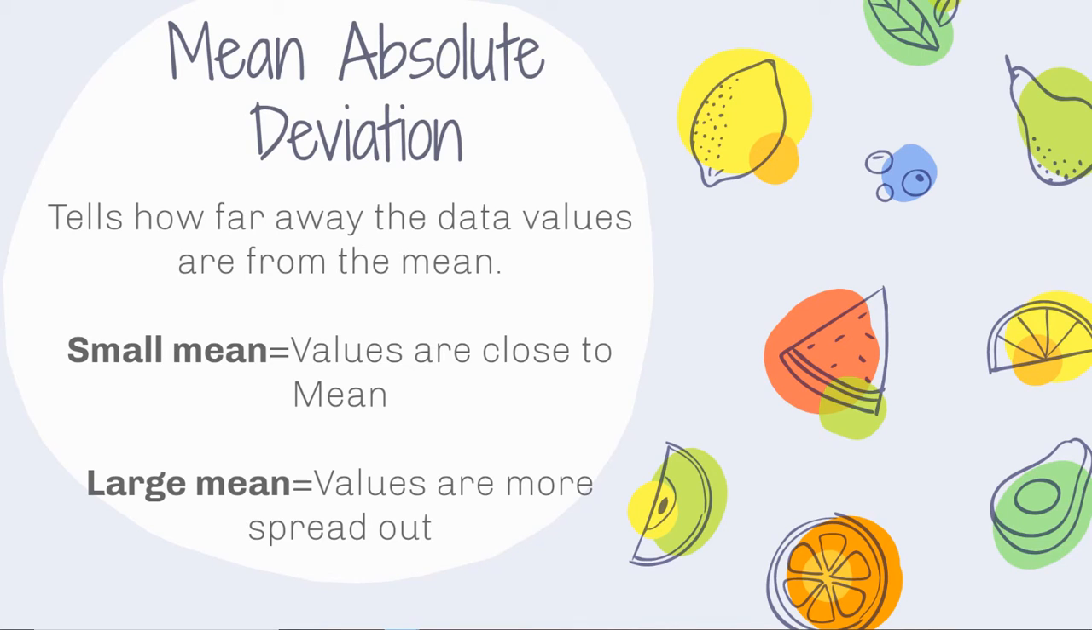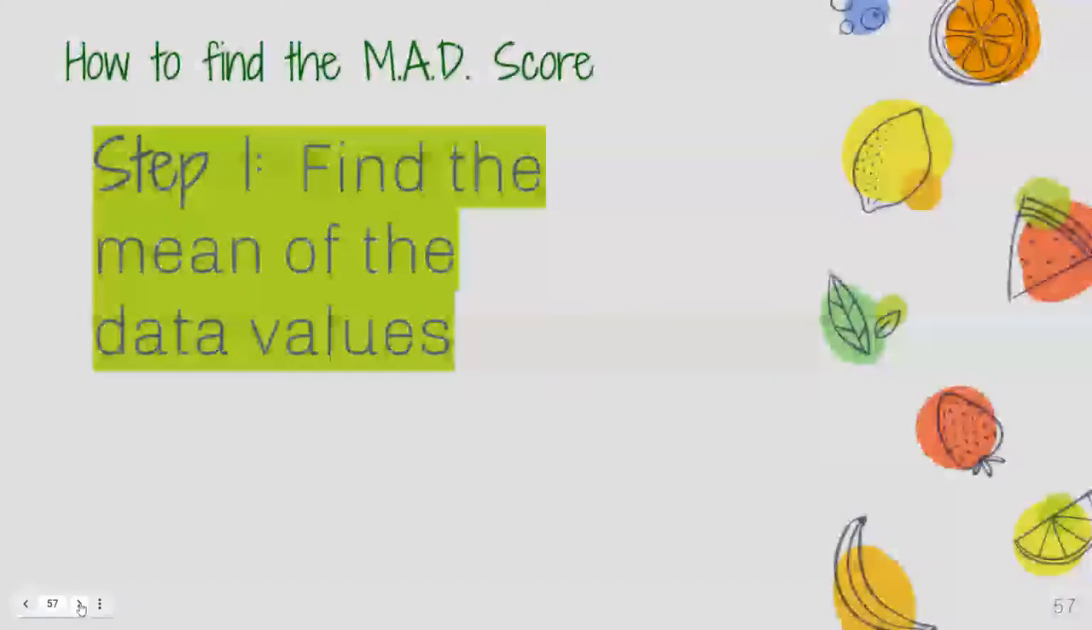This specific measure of center is going to tell us how far away data values are from the mean. So this is dealing with the mean, which means in order to find the mean absolute deviation, we will need to have all of the pieces of the data set. If we have a small mean absolute deviation, that means the data set is all close to the mean that we got. If we end up with a large mean absolute deviation, that means the values within the data set are more spread out. That will make more sense once we look at exactly how this is done.